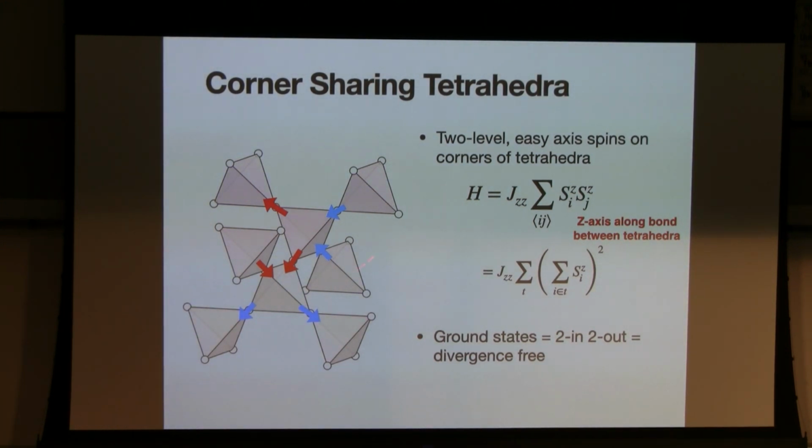Well, what does that mean? Well, I can think of the total spin, SZ sum, this thing, as being how much the spin is pointing out. It is literally a lattice divergence of this spin field. Okay?